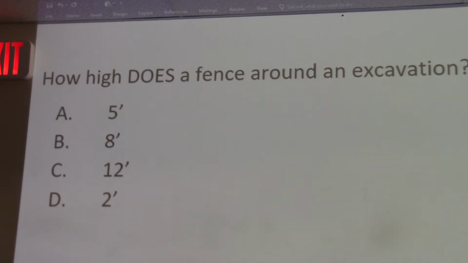Here's another variation of that question that shows up in that chapter. How high does a fence have to be around an excavation? 3 feet? I don't know, you've got to look it up. So now you're looking at chapter 33. You could look for excavation. Can you see if you've got excavation in the IBC?